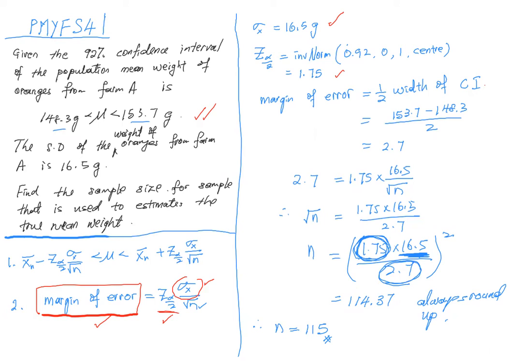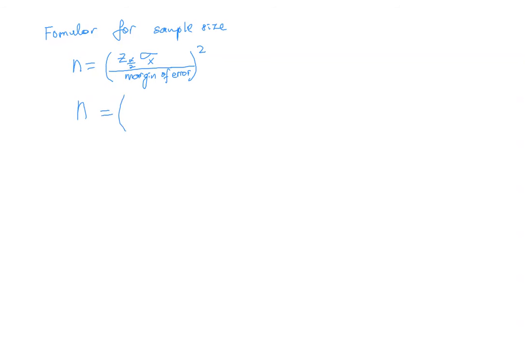Got it? So look, I can write my sample size is equal to Z alpha over 2 times the standard deviation of the population over the margin of error, squared, right? Or if I don't want, can I also write it like that? If I write like that, you see whether I am right or not?